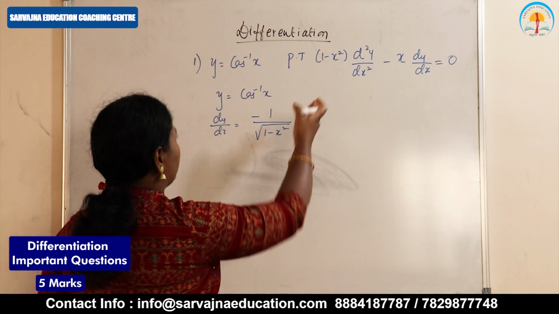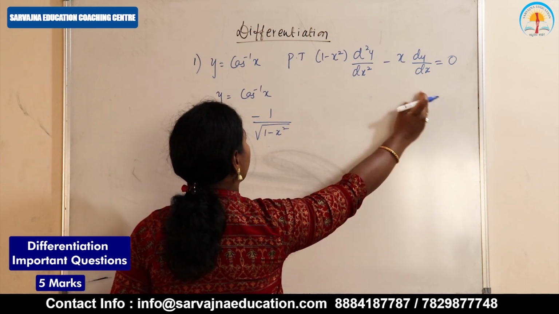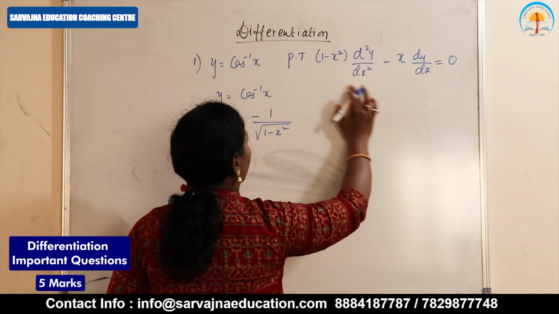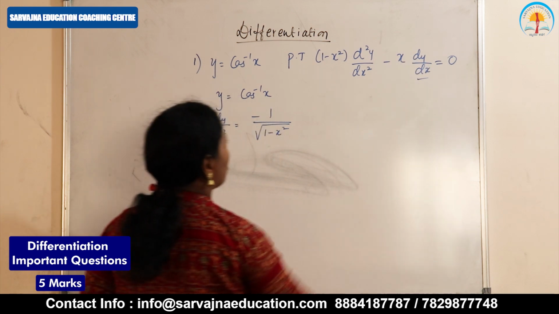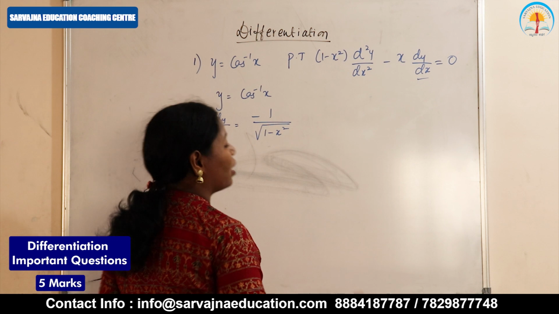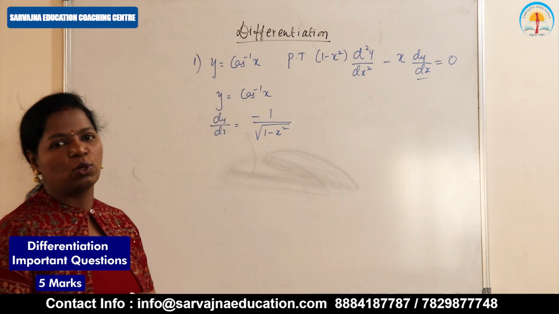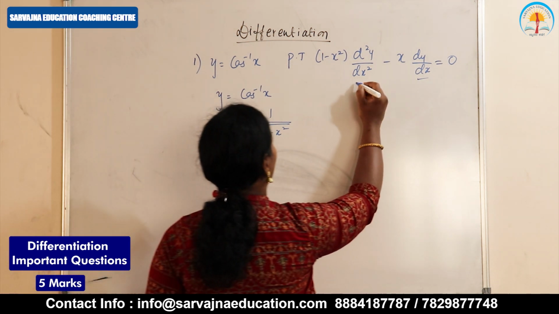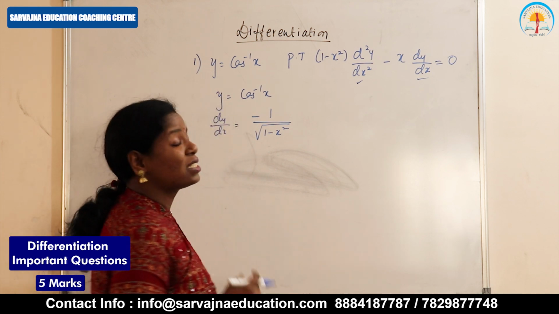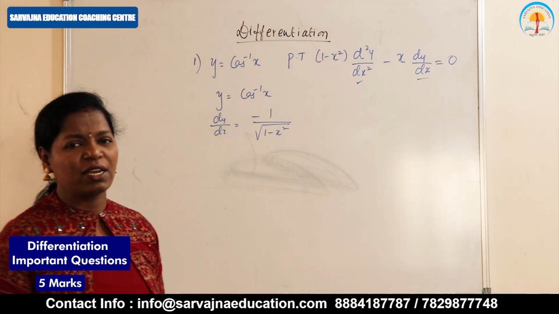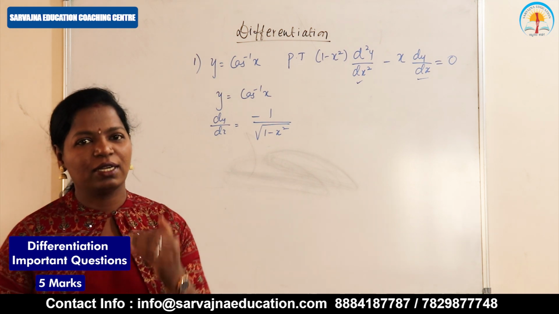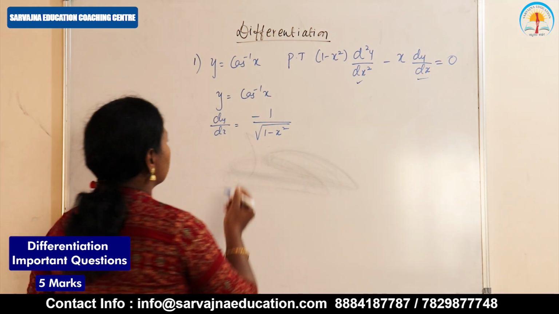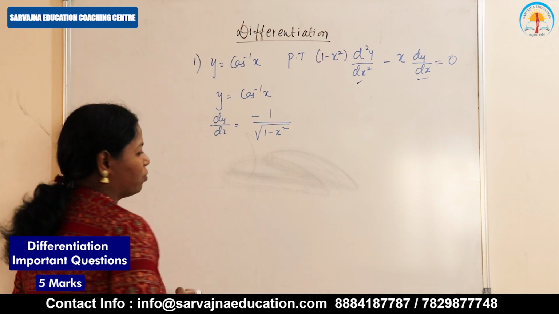But in the prove that section they have already given 1 minus x square d square y by dx square minus x dy by dx. See, dy by dx I have already done. So once again I have to do the differentiation, that is called d square y by dx square. That is the second derivative. First derivative is dy by dx, second derivative is d square y by dx square. So again we have to do the differentiation.